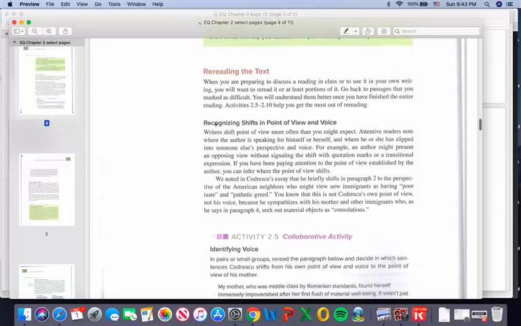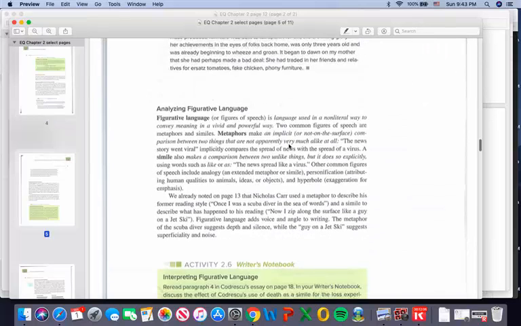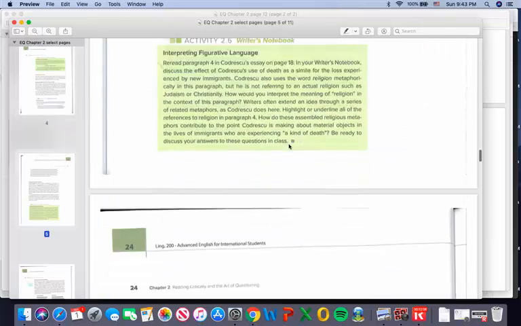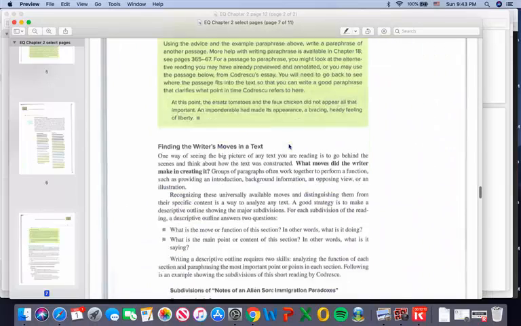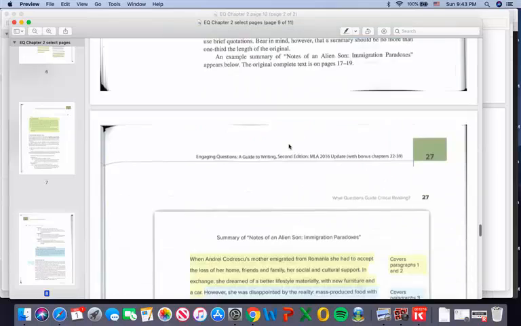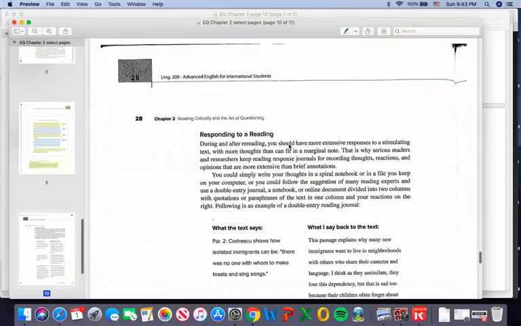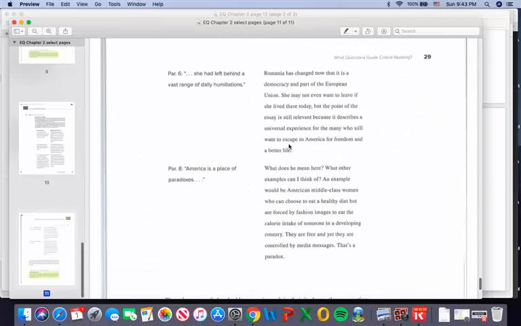So we've got this thing. So recognizing shifts in point of view and voice, that's 1. 2, identifying voice. 3, analyzing figurative language. We've got 4, paraphrasing difficult passages. 5, finding the writer's move in a text. And then 6, summarizing the text. And that's it. So, we've got this responding to a reading.